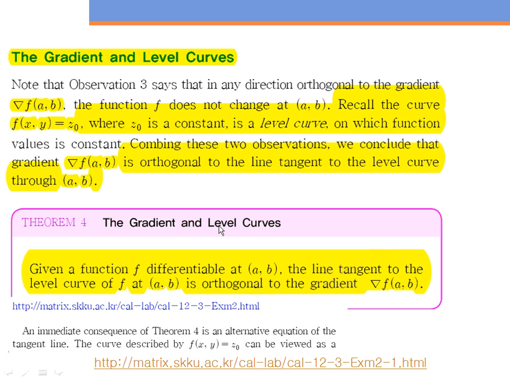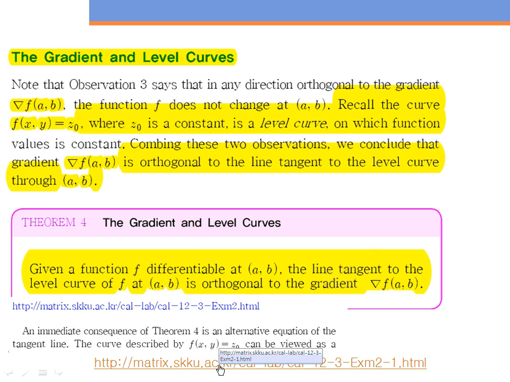Next, gradient and level curves. Recall that the curve f(x, y) equal to a constant c is a level curve on which the function value is constant. Combining this observation, we conclude that the gradient is orthogonal to the line tangent to the level curve through the point (a, b). This gives the following theorem: given a function f differentiable at (a, b), the line tangent to the level curve of f at (a, b) is orthogonal to the gradient.